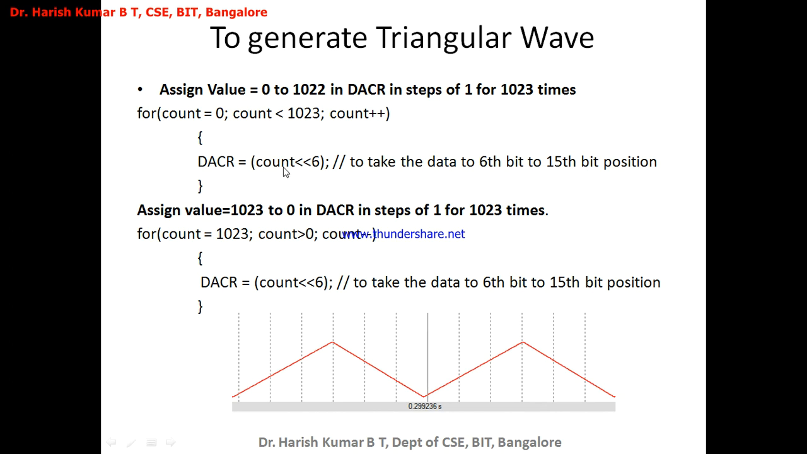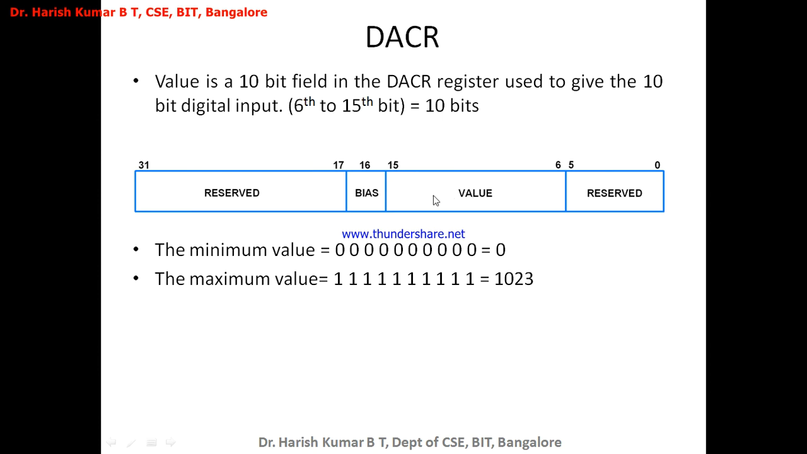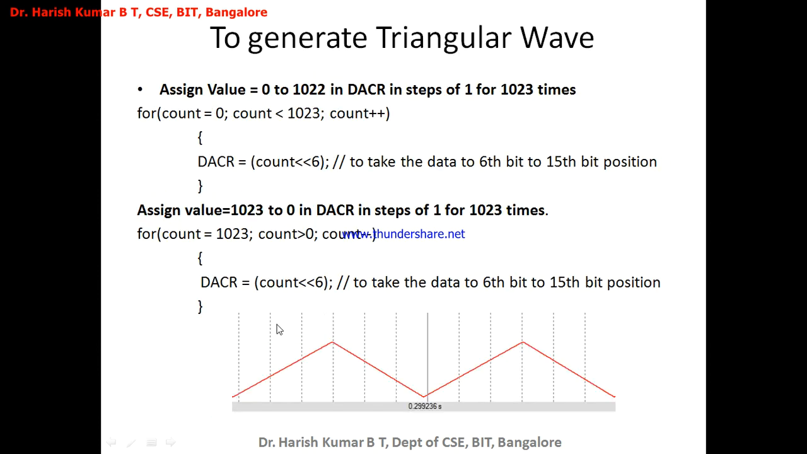Now count is what? 0 in the first iteration, 0 left shifted by 6 times. Now that means I'm taking that 0 to what position? This position. Now that is 0. It will start from here. This is 0, voltage level 0. Next, in the second iteration, count will become 1. So 1 left shifted by 6. Now that 1 goes to the position 6th bit till 15th bit in the value field of the DACR register. Next one is this, and this is with respect to the time.